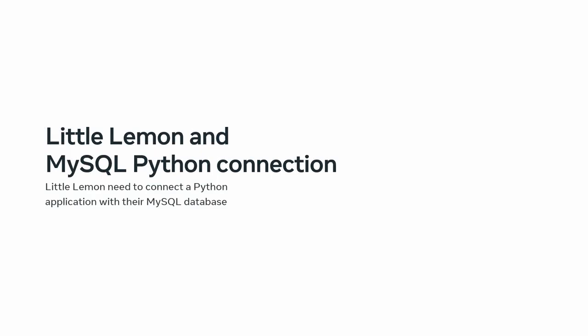In this video, you'll explore the basics of this important connection and learn how it works. Over at Little Lemon, the restaurant needs to connect a Python application with its MySQL database. They need to form this connection so that they can perform basic MySQL tasks using Python. And they also need your help with these tasks. But first, you need to understand how the connection between MySQL and Python works.